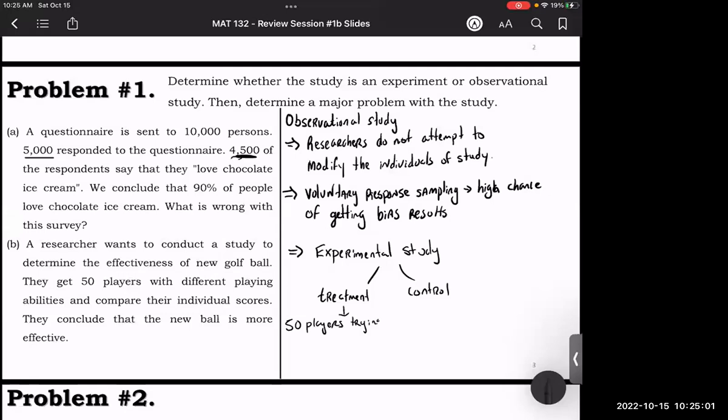trying out the new golf ball. Based on part B, that's right. They don't have a control. You guys got it. Sorry, I just saw the chat. So the issue here is that there is no control group. If the treatment is the 50 players trying out the new golf ball, what would have technically been our control group?